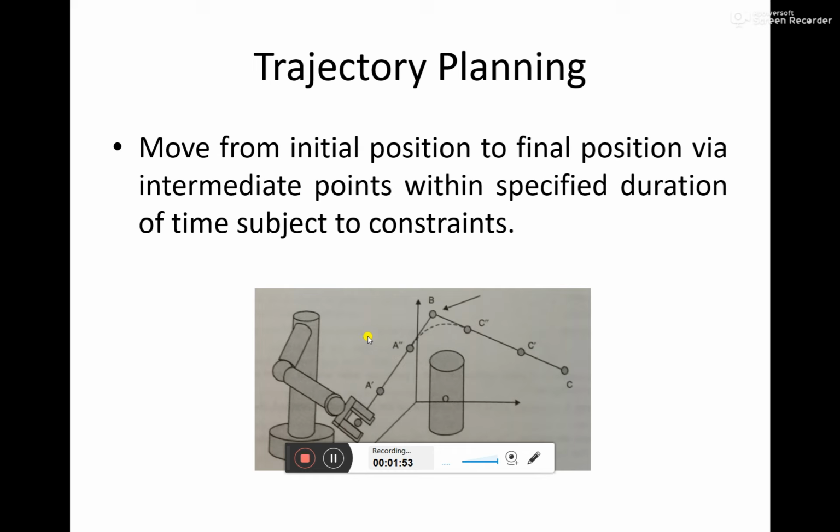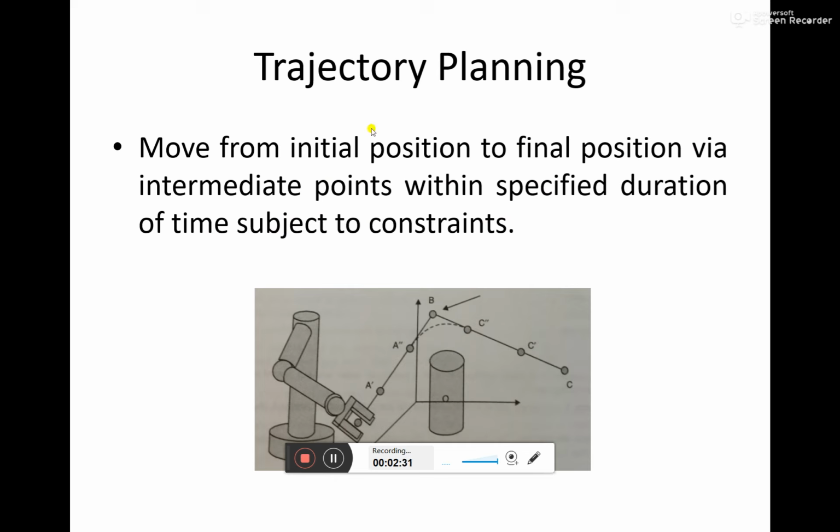To perform that intended operation, the robot arm should move along a particular path. It should also reach the particular target point in the best possible time and should not cause any collisions. For example, see this particular diagram. It should move from the initial position to the final position via intermediate points within the specified duration of time, subject to the constraints.